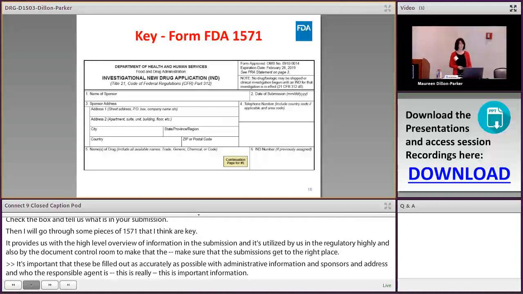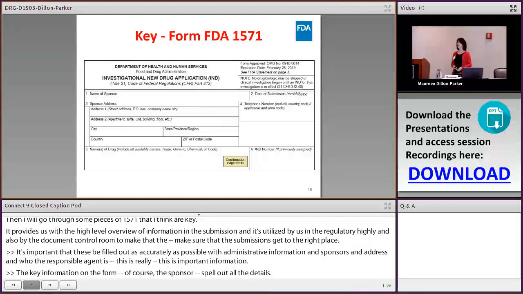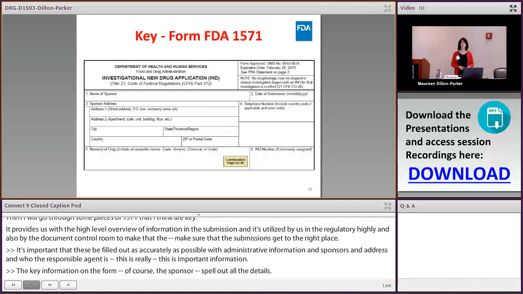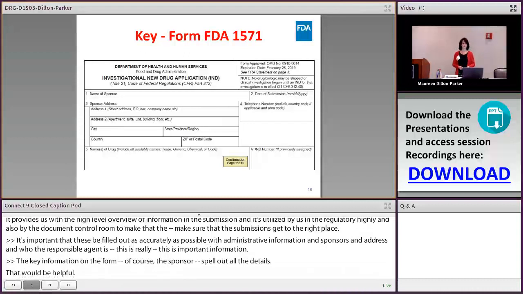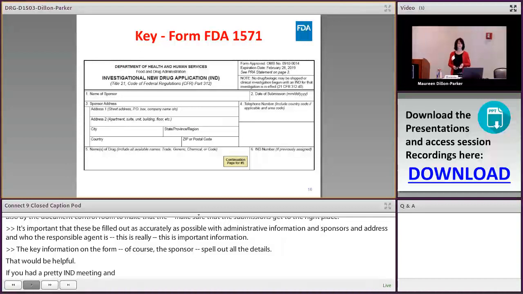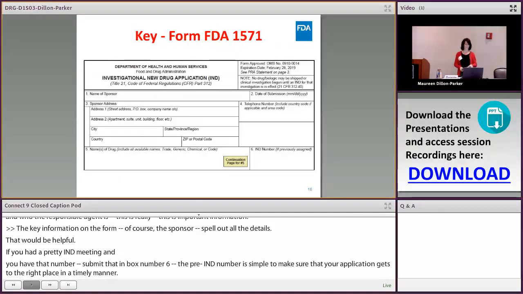As far as if you had a pre-IND meeting with us and you have that IND number, please submit that in box number 6 to us. You would just drop the P and it would become your IND number. It's really helpful to make sure that your application gets to the right place in the most timely manner. Otherwise, if you didn't have a pre-IND and you didn't get one pre-assigned, which we'll talk about at the end of the presentation, certainly leave that blank and we'll assign one when your submission comes in.